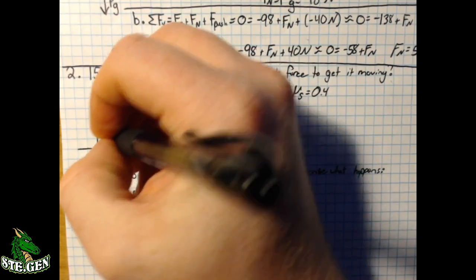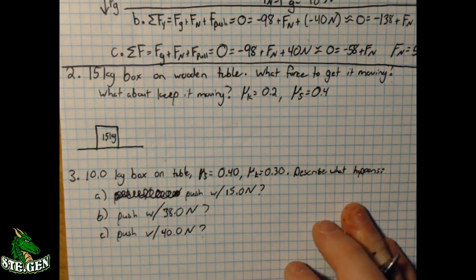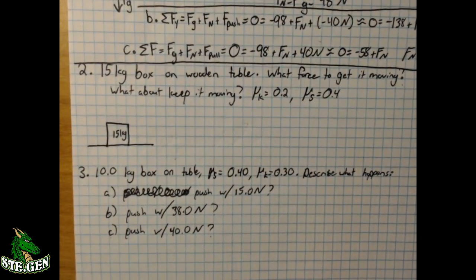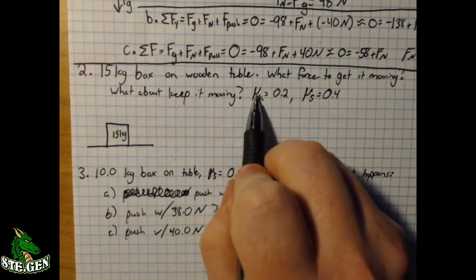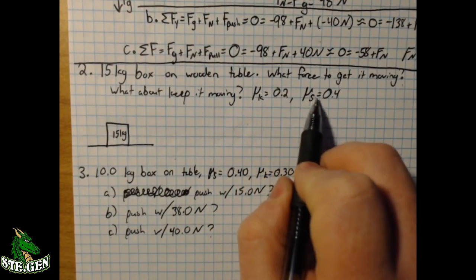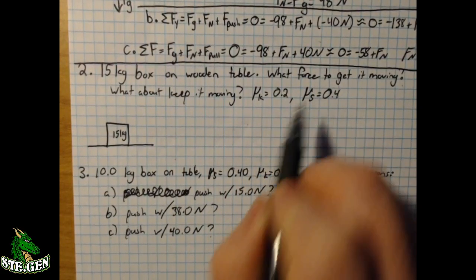I've got a 15 kilogram box. It's on a wooden table. What force do you need to get it moving, and what about to keep it moving? If it has a coefficient of kinetic friction of 0.2 and a coefficient of static friction of 0.4.